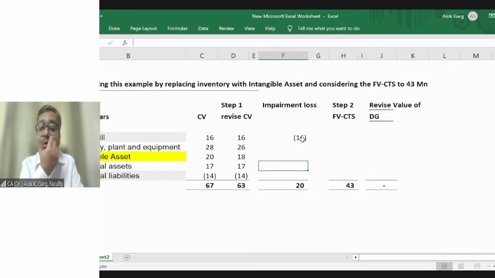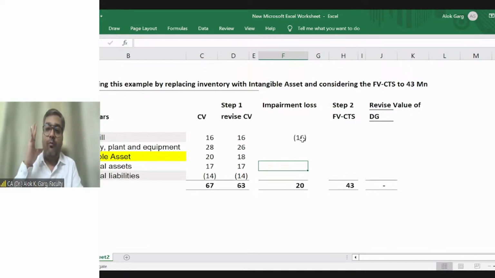Or, you remember one more concept I have told you. If the recoverable value of an individual asset is given, in that case that individual asset has to come down to its recoverable value. For example, if you take the individual recoverable value of the intangible asset, the impairment loss comes out at only 2 million, let's say. But while allocating on a pro rata basis, the impairment loss would be 3 million.